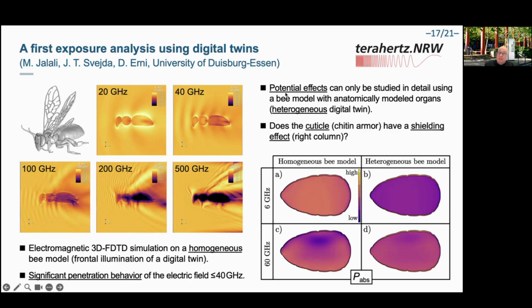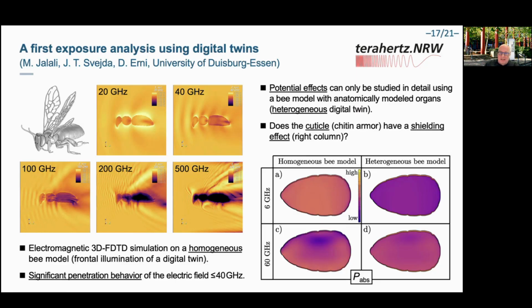Okay, if we want to study potential effects, we can only do that using a detailed digital twin that also mimics the anatomical parts or the compartments of the organs. And that is something that we are currently very active in. The main question that I want to answer here is: does the cuticle, this semiconducting chitin armor, have a shielding effect for the bee?